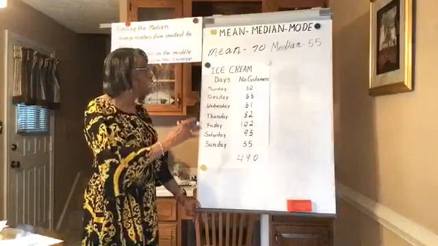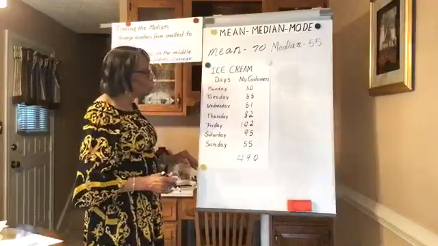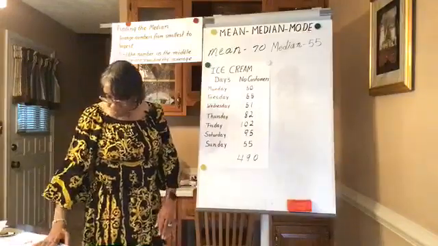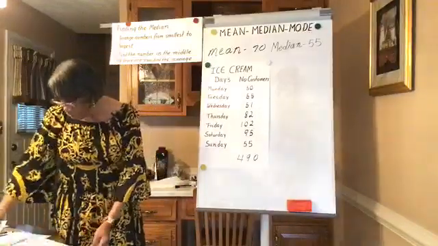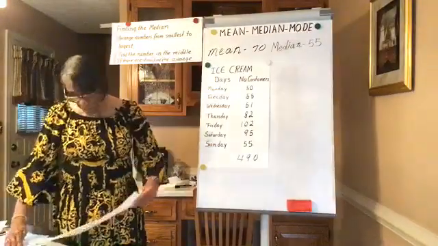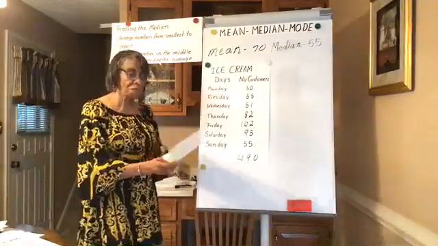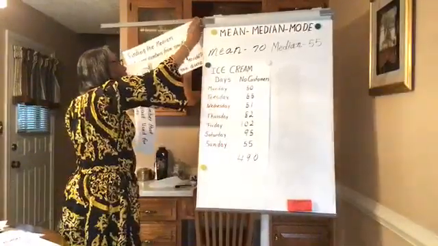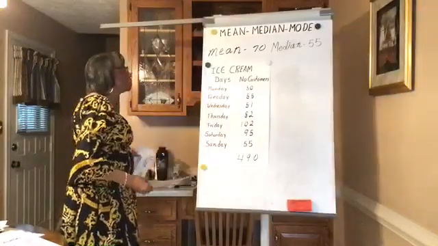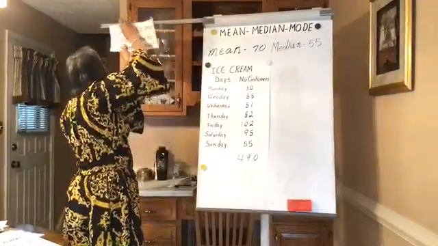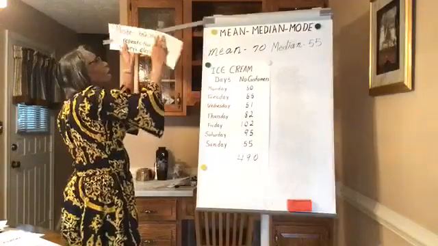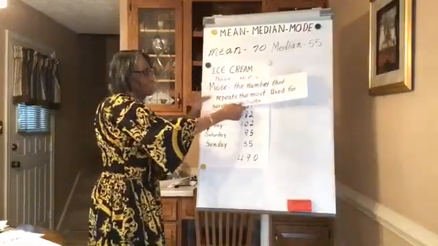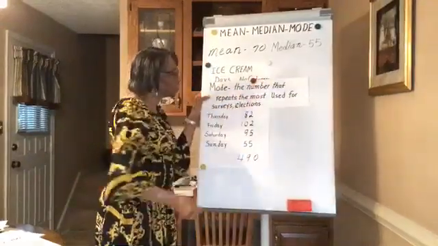All right, the third one then is the mode. The mode is the number that repeats the most. It is the number that occurs the most. Sometimes you don't have a mode because sometimes all the numbers only occur once. All right, the mode is the number that repeats the most.